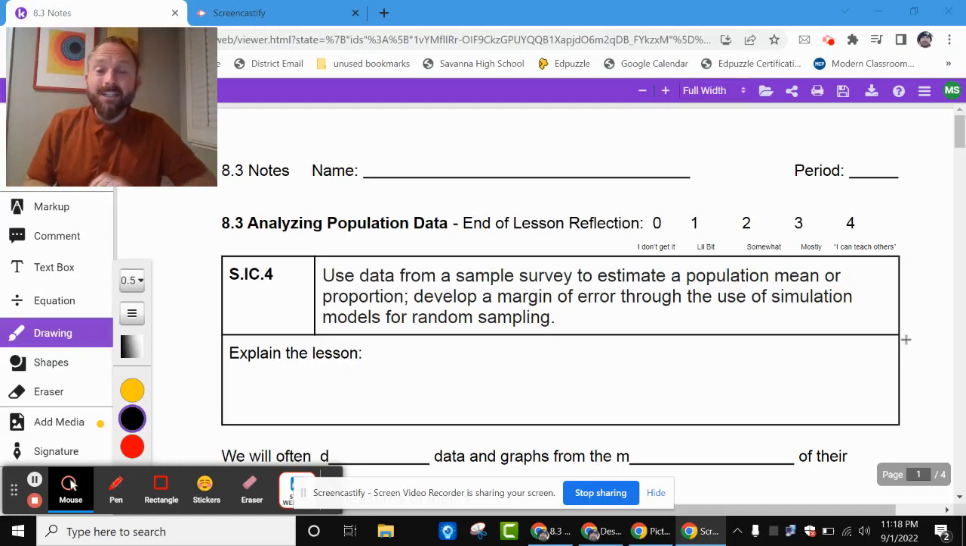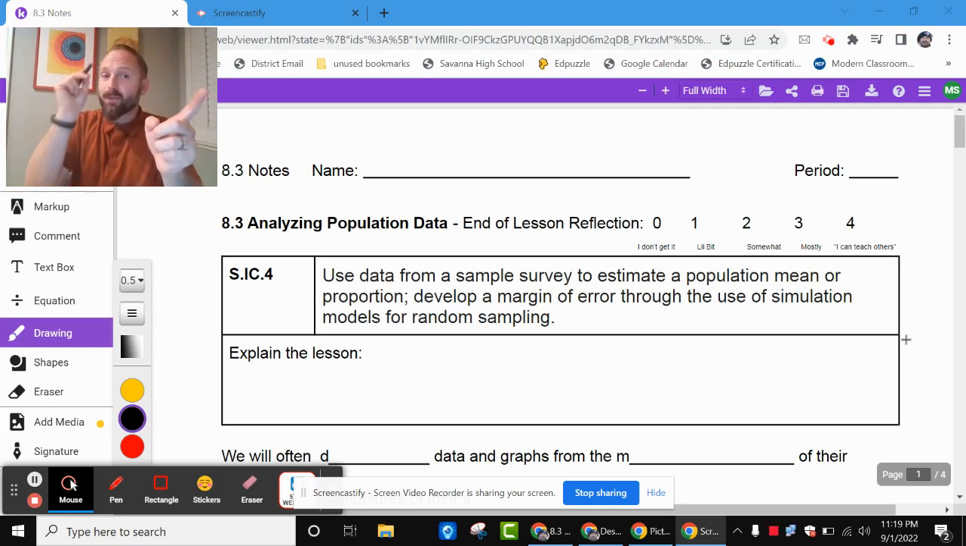Hello everyone, Mr. Schultz here, and we are going to jump into 8.3, Analyzing Population Data. So make sure you fill in at the top right your name, your period, as well as the end of lesson reflection. Do you somewhat get it, or can you teach people, or somewhere in between? Now, I want you to give me one, two, or even three sentences explaining this lesson. Let's go on. Make sure you have your handy dandy XP pen or other writing tablet because we are going to need to write today.